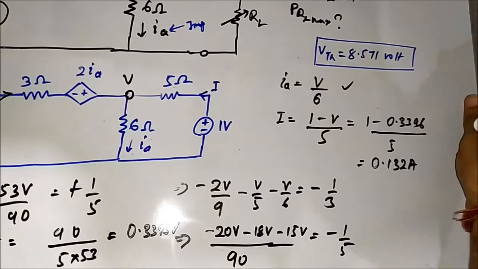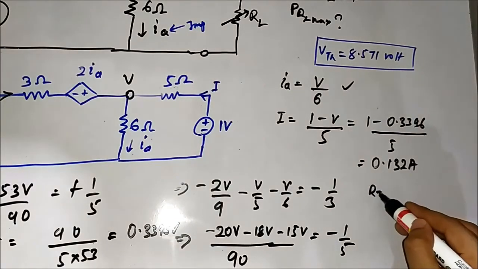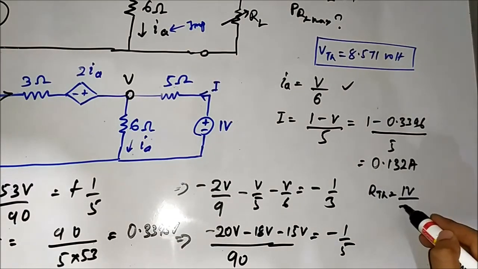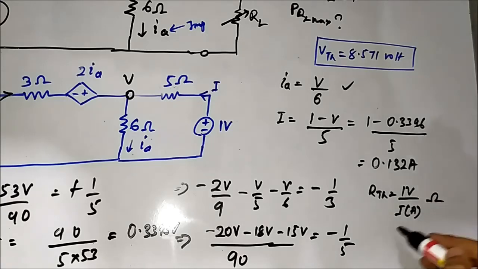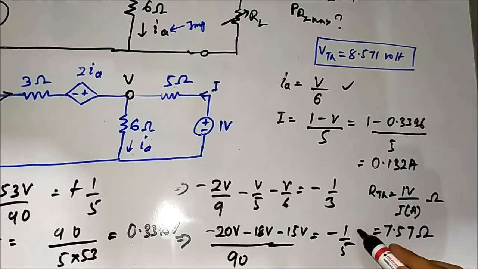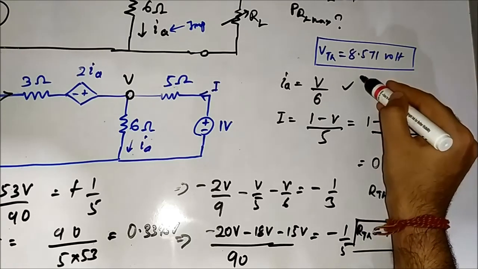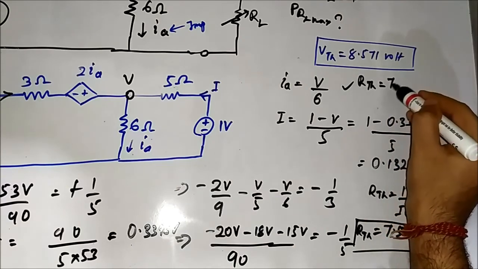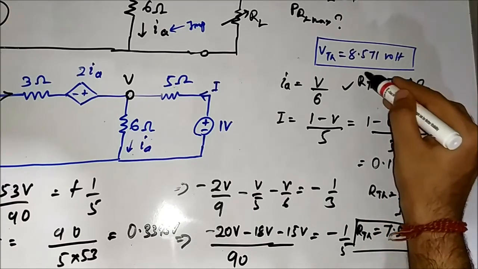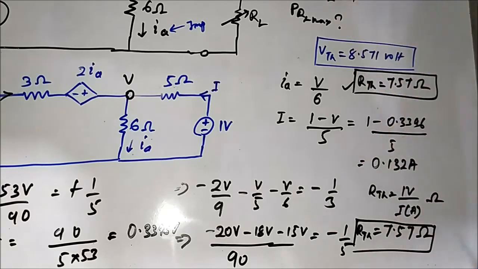Okay, RTH is equal to 1 volt by I ampere, which is equal to 7.571 ohm. Okay, 7.57 ohms. So this is RTH. So we have got VTH, we have got RTH is equal to 7.57 ohm. Now we can easily find these two things.